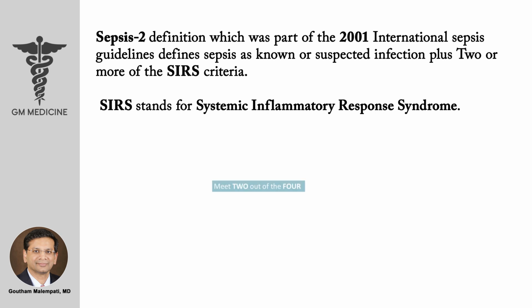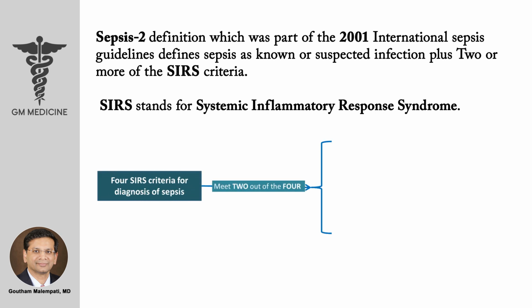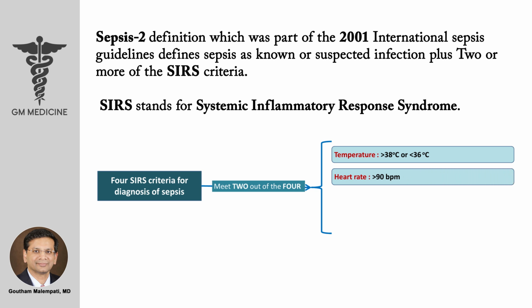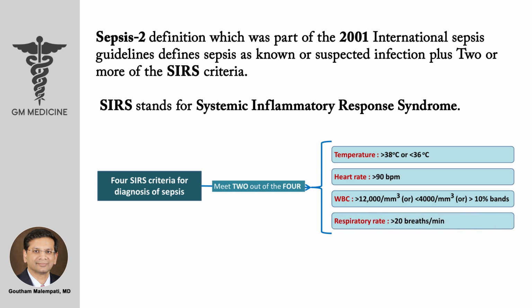You need to meet 2 out of the 4 SIRS criteria for diagnosis of sepsis, which are temperature greater than 38 degrees Celsius or less than 36 degrees Celsius, heart rate greater than 90 beats per minute, WBC greater than 12,000 or less than 4,000 or greater than 10% bands, and respiratory rate greater than 20 breaths per minute.